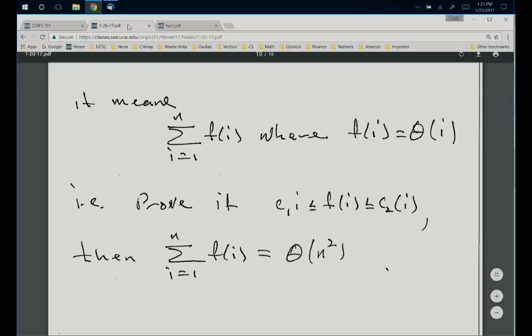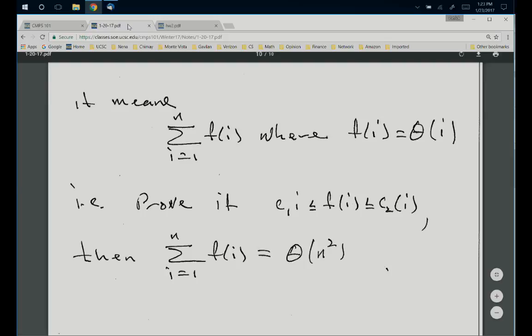So here's another set of functions. Little o of g of n is the set of functions f of n such that for all positive c, there exists positive n naught, such that for all n greater than or equal to n naught, the inequality 0 less than or equal to f of n strictly less than c times g of n holds. It's a new set of functions.